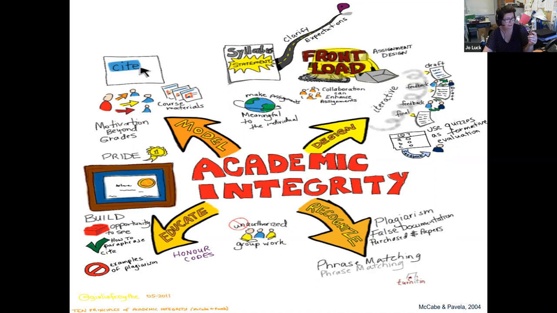I agree. So Steve has just sent a message there saying that he gets them to write a biography in the first tutorial, so he's got a sample of writing, and I think that's a good idea. In professional skills, the first assignment was partly writing a biography, writing about yourself and what you wanted to do with your degree.